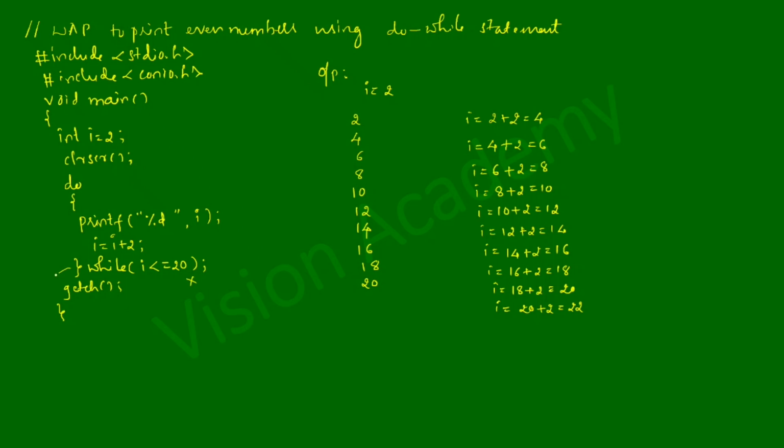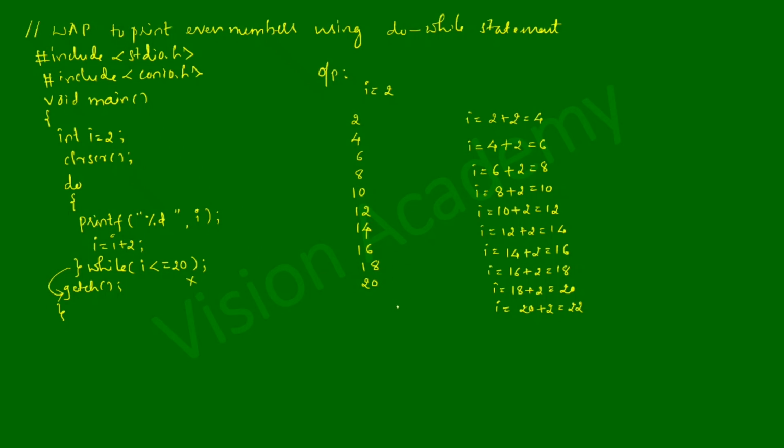Once the condition is returning a false value, the control comes out of this do while looping construct, and the next statement getch terminates the program. So now you can check the result. It is printing the first 10 even numbers.